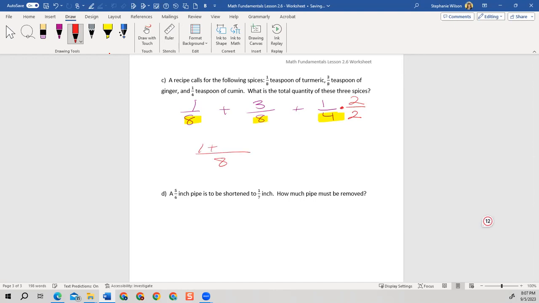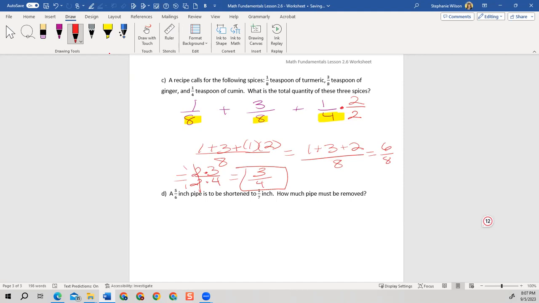I can write it all over the same denominator. I'm doing an extra step. You might not want to do the extra step, and that's okay. So I'm going to clean it up. My numerator is 1 plus 3 plus 2 times 1, over 8. 1 plus 3 is 4, plus 2 gives me 6/8. Of course, that's not in reduced simplest form, so let's reduce it. 6 is 2 times 3, and 8 is 2 times 4. So we reduce by 2, because 2 goes into itself once. It leaves me with 3/4, and that is my total quantity of all three of these spices.